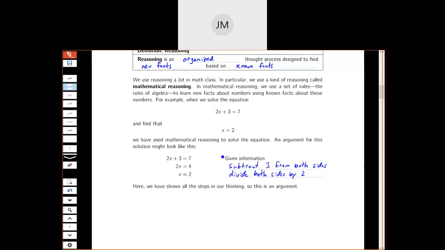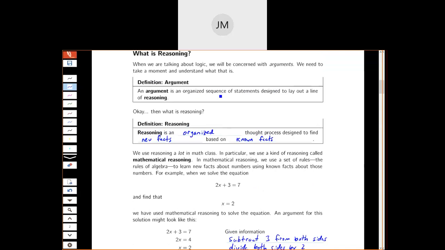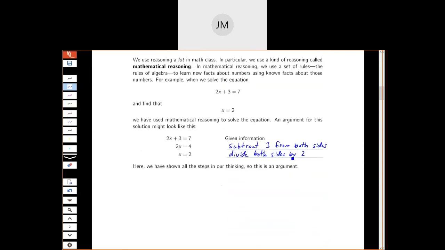So what I've done is not only have I solved that, but I've shown all of the steps in my thinking, and that's what makes this an argument. If you look at an equation and you say x equals 2, that's a statement, and it might be a true fact, but this is an argument because I can clearly see all of the reasoning. So an argument is an organized sequence of statements. An argument is not an answer. It's that process of showing how I arrive at my new fact based on my known facts.